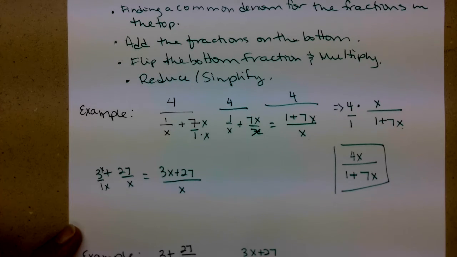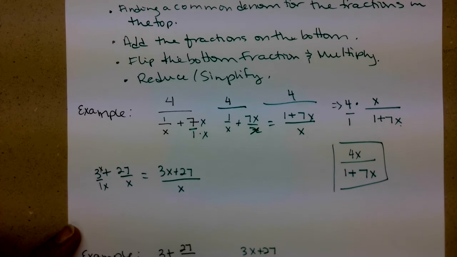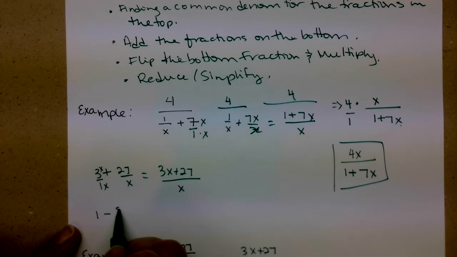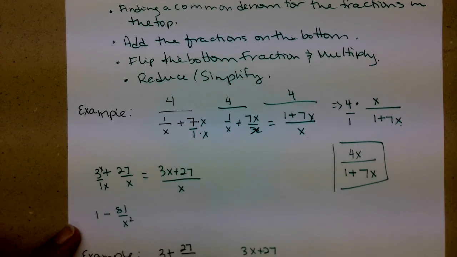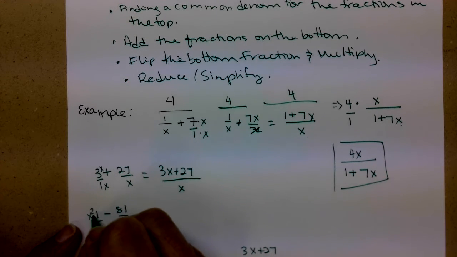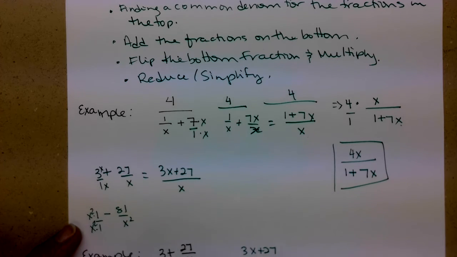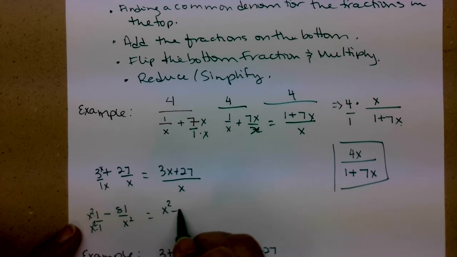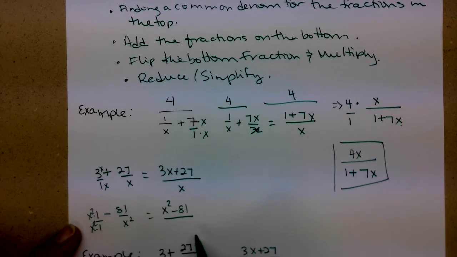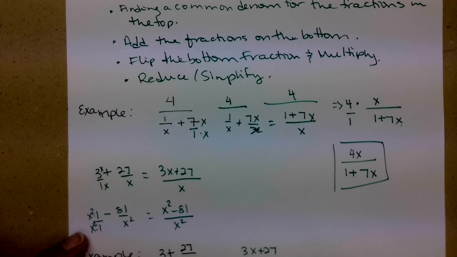Big division line. And now we're going to do the same thing for the denominator. So now I have 1 minus 81 over x squared. I need to add those 2 fractions together. 1 over 1 if you'd like. So top and bottom by x squared. So x squared minus 81 over x squared. Okay, so that's my new denominator. x squared minus 81 over x squared. Okay, so one fraction on top, one fraction on bottom.